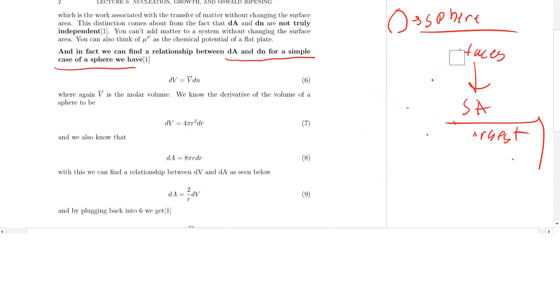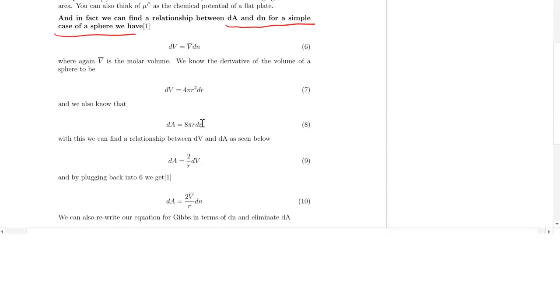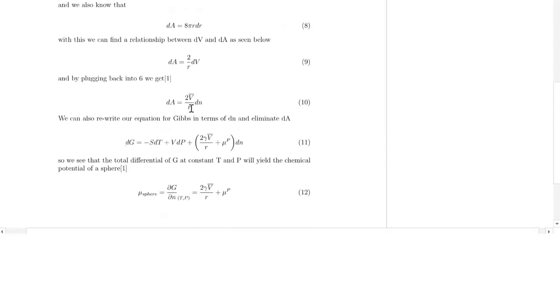So in the notes, we went through and did this derivation to see how we could rewrite and connect dA and dN. Sorry for that tangent, but it was important for understanding. And you can go through these notes. Again, this is just math at this point.